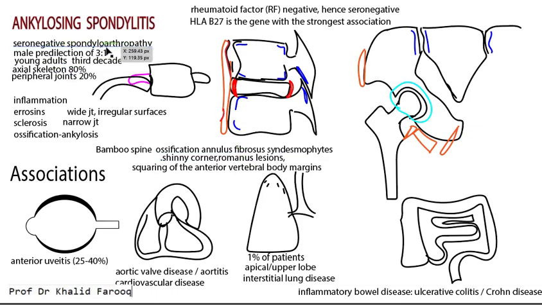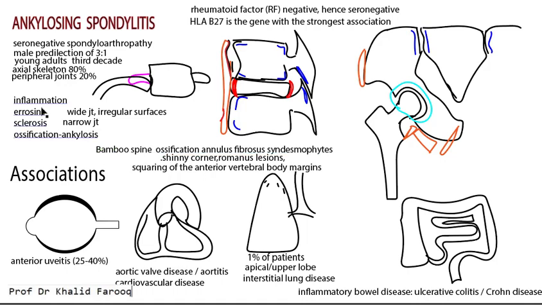This is a seronegative spondyloarthropathy with a male predilection of 3:1, and it is more common in young adults in their 3rd decade of life. We see that the axial skeleton is 80% involved, while peripheral joints are involved in 20% of the cases. Rheumatoid factor is negative, so we call it a seronegative arthropathy, while HLA-B27 is the gene with the strongest association. And we all know that costovertebral joints, spine, facet joints, SI joints, peripheral joints, and ligaments, tendons and capsules show inflammatory changes, and inflammatory changes are also appreciated at their bony attachments.